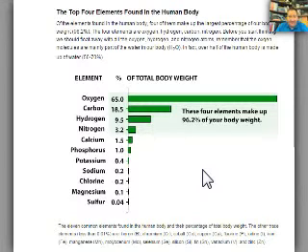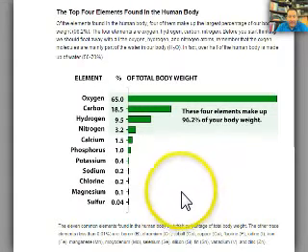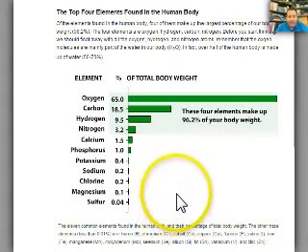So it's these 4 elements, oxygen, carbon, hydrogen, and nitrogen, that make up the bulk of us as far as elements are concerned. These are the 4 major elements that we're really concerned with when we're dealing with biochemistry. One in particular that we're really focused on is the carbon atom, in this particular unit in Chapter 2.